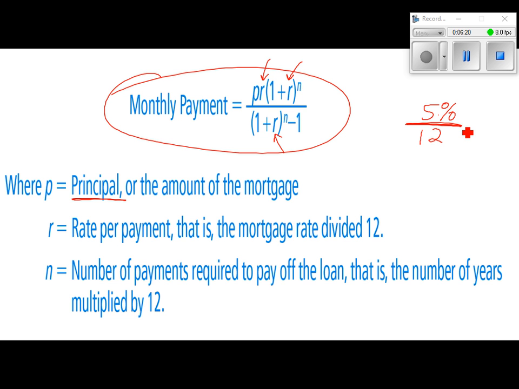life of the loan. So if you're taking it out for 20 years, it'd be 20 times 12. If you're taking it out for 30 years, it'd be 30 times 12, and so on. And you just plug into that formula.